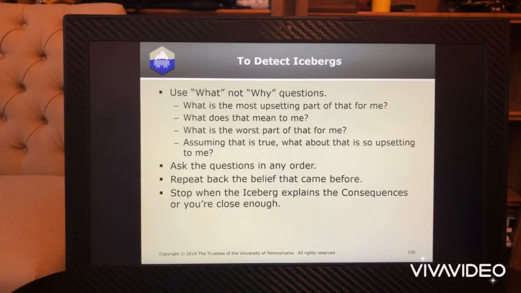Once you've conducted the ATC model and you realize that you may have an iceberg that you need to detect, you're going to want to use what questions and not why questions. The reason is that what questions tend to force the person being asked to dig a little bit deeper, whereas why questions keep you on the surface with your answers.